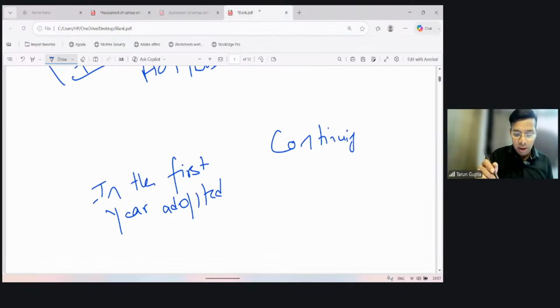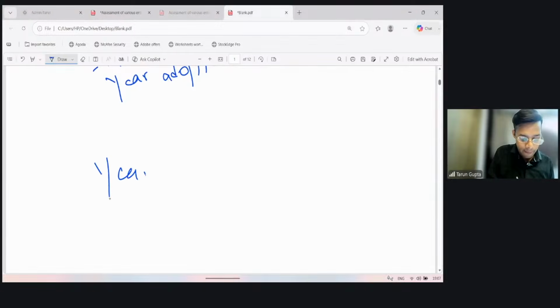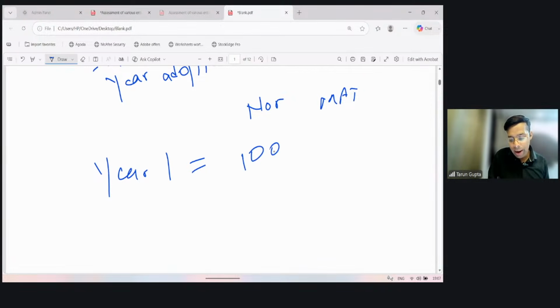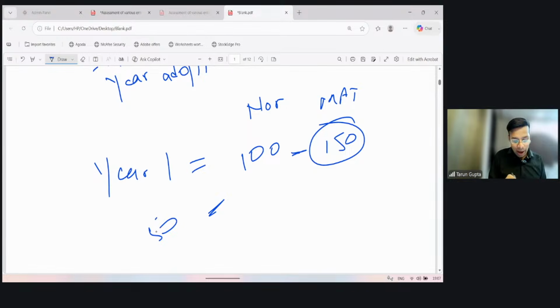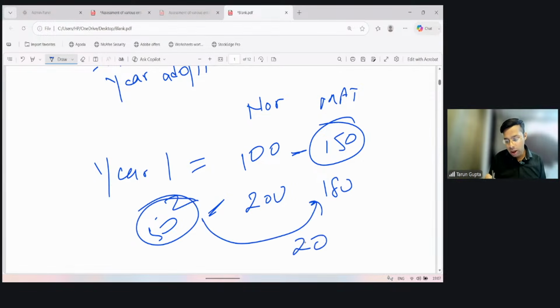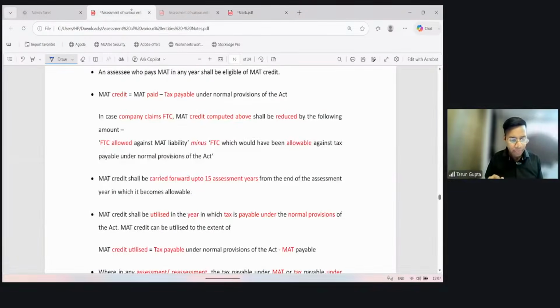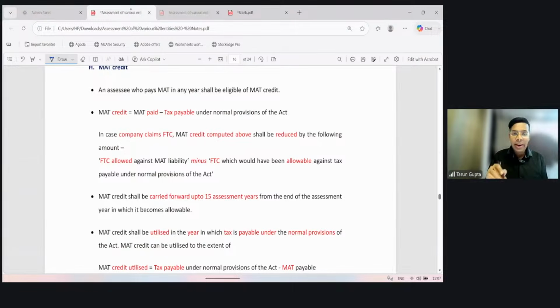So, if in year 1 there is a normal tax liability of 100 and MAT liability of 150, then the company is required to pay MAT of 150, and the 50 rupees shall be allowed as MAT credit. And in year 2, if the normal tax is 200 and MAT is 180, then out of this 50, 20 can be used and the company shall pay 180, and 30 shall be carried forward to the next year. Okay. An assessee who pays MAT in any year shall be eligible for MAT credit, equal to the MAT paid minus tax payable under normal provisions, so the excess of the MAT paid.